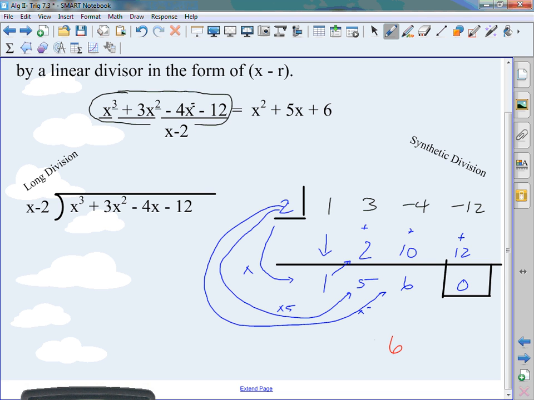6 plus 5x plus 1x squared. Constant x squared. What was our answer? Because we divided.